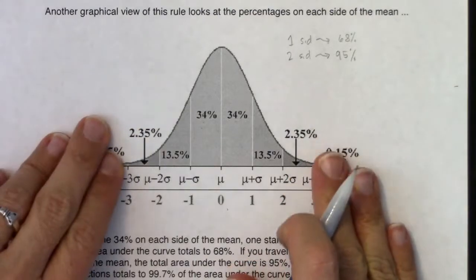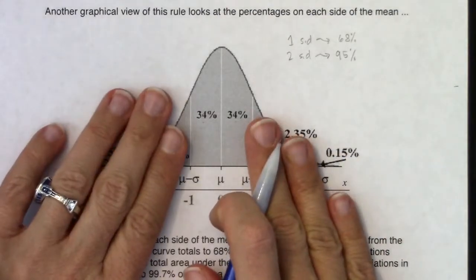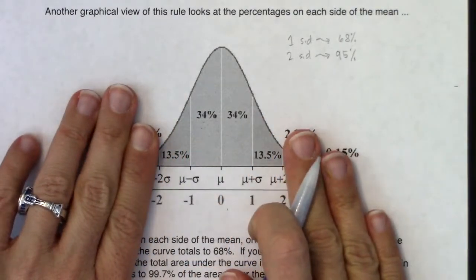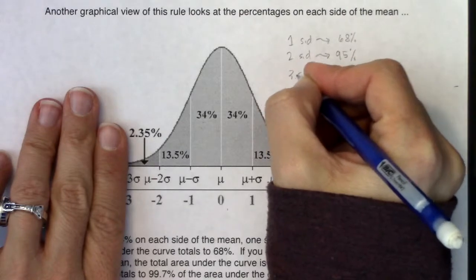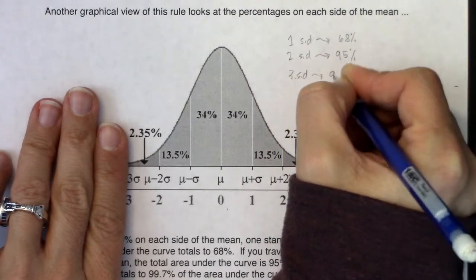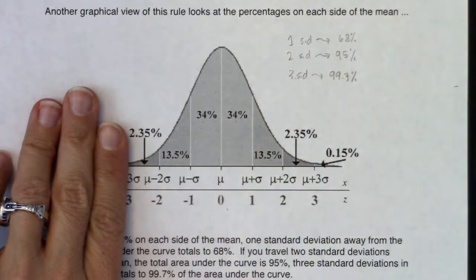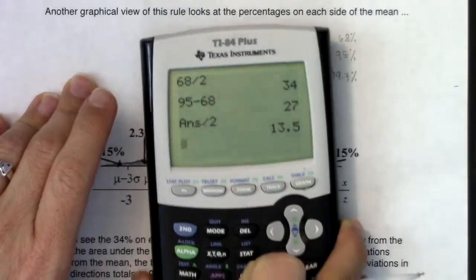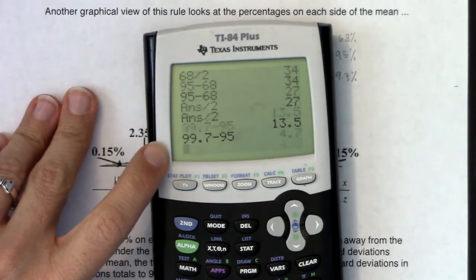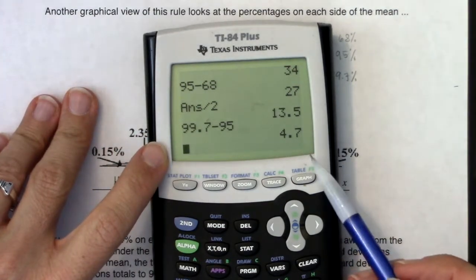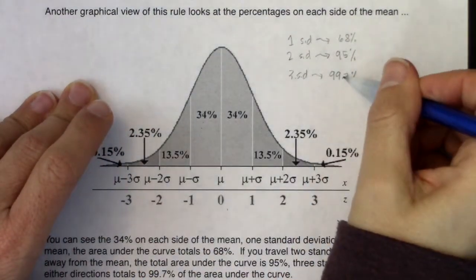All right, now let's talk about how I got the 2.35%. So we went from one deviation to two deviations. Now we're up to three deviations. Now if you go three standard deviations, you are at 99.7%. So let's think about how much we gained here. If I think about 99.7, but I had 95 before, I gained 4.7%. So I jumped 4.7% from here to here.